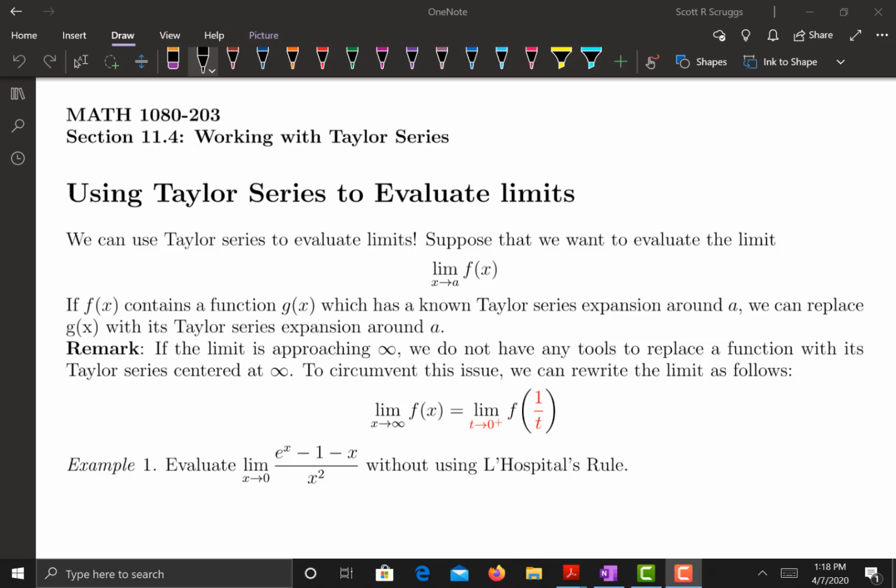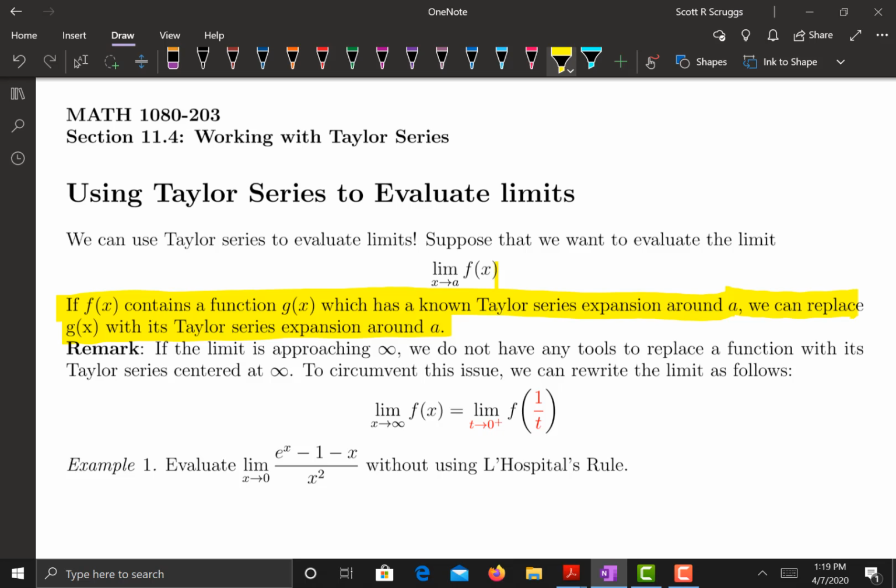Or if it was an indeterminate form of type 0 over 0 or infinity over infinity, we'd do L'Hopital's rule and tackle it that way. Well, now we can, since we now know Taylor series. If in the function I'm taking a limit of, I contain another function of which I already know the Taylor series around the center a, or where that limit is approaching, then I can replace that g of x with its Taylor series around that point and check what happens.